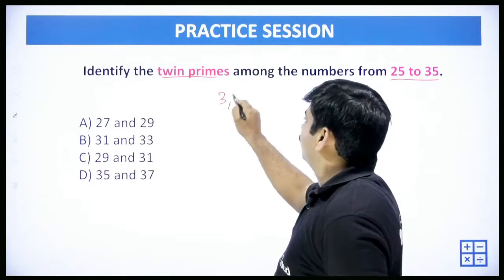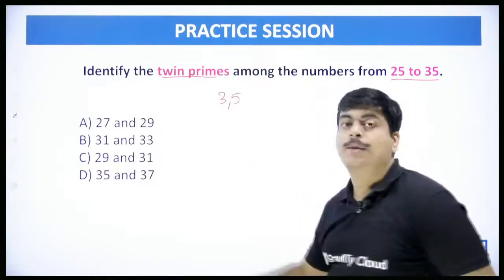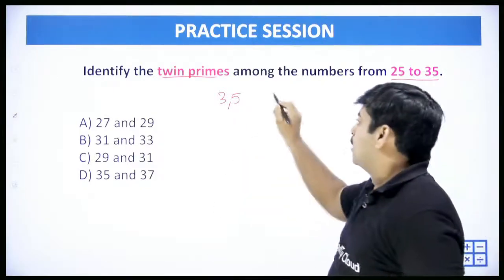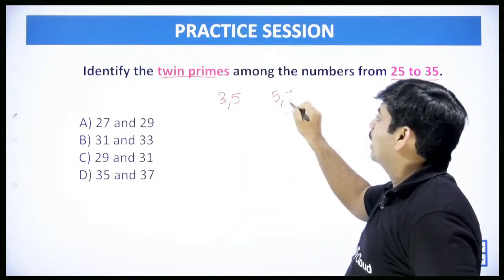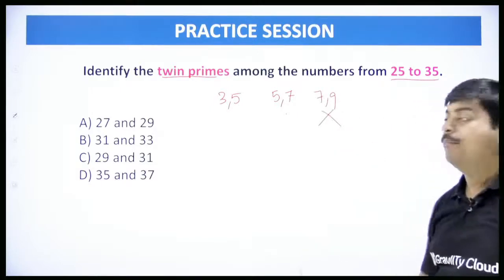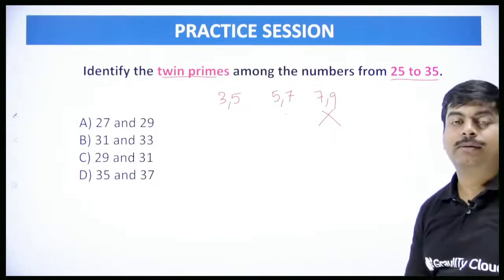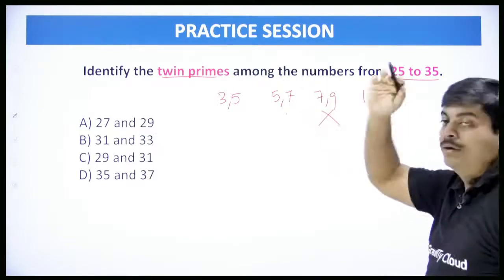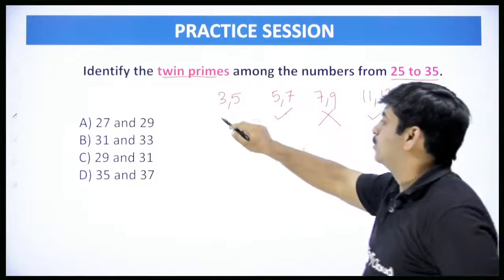3 and 5 have a difference of 2. These two are prime numbers and the difference is 2, so they are twin primes. 5 and 7, twin primes. 7 and 9 are not twin primes, because 9 is not a prime number. 11 and 13 are both prime numbers, so they are twin primes.